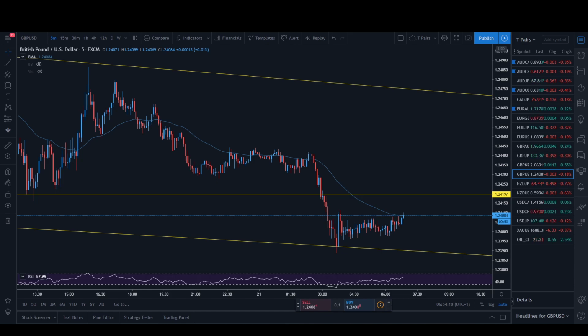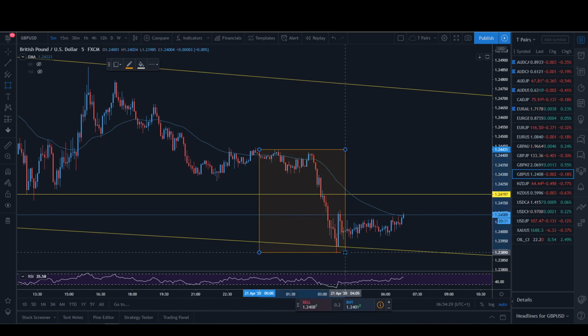So as always, what we're looking to do is mark on our charts in the rectangle tool on TradingView, just to outline the Asian session which has happened on the 5-minute chart. So we're going to go from the exact highs of the Asian zone to the lows, and we're going to mark on our charts up to 7 o'clock, which hasn't gone just yet.